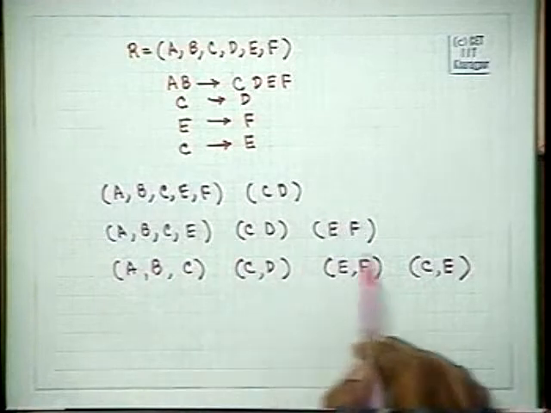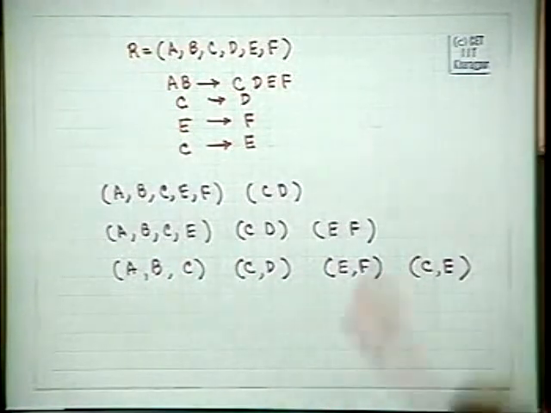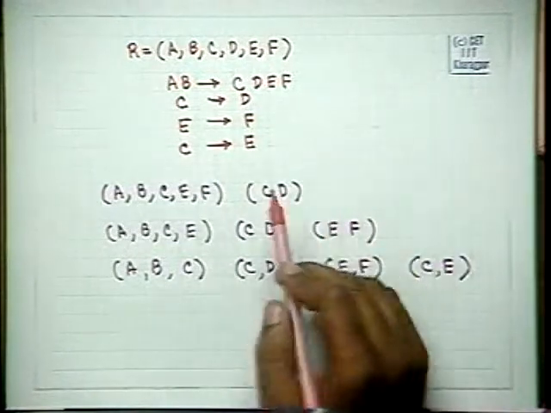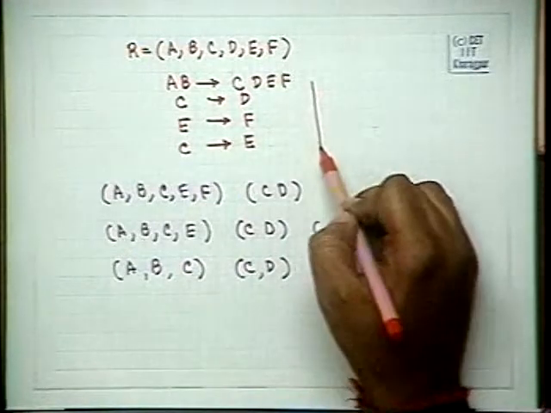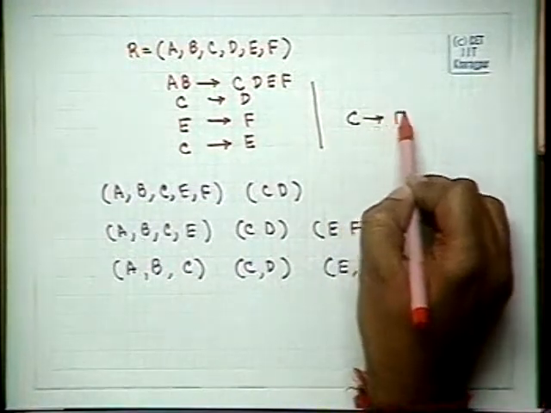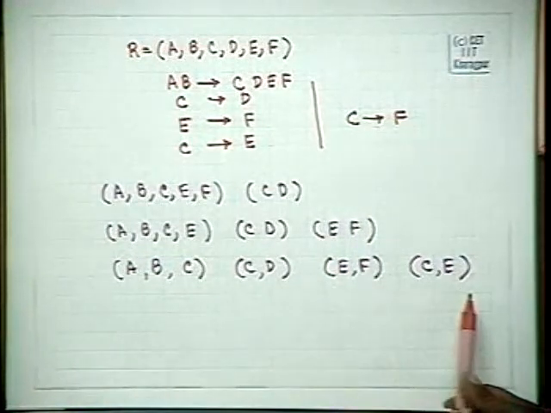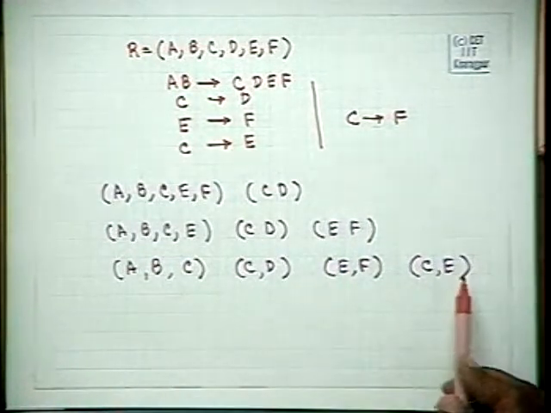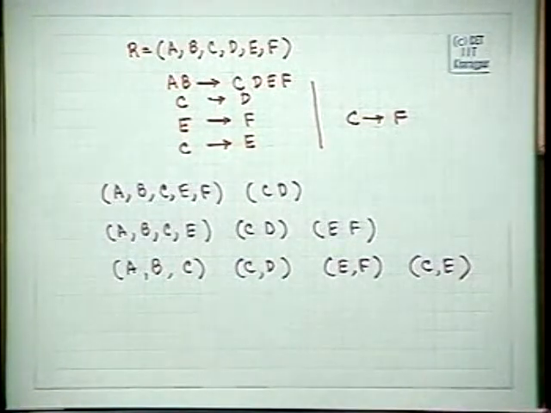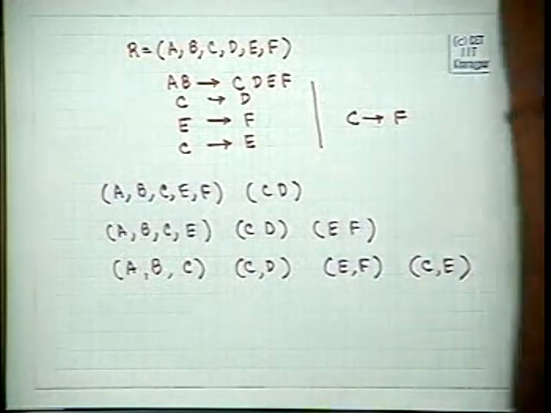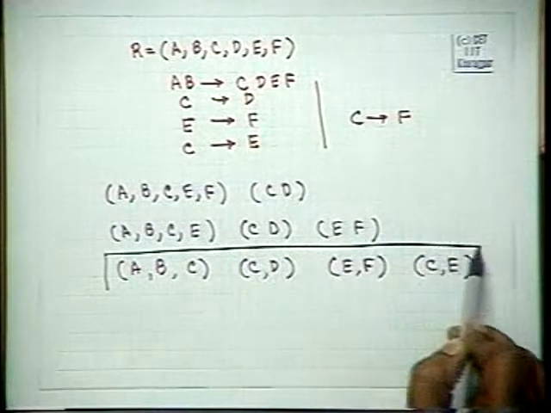And finally, on this one, I have to check it on F plus. Now in F plus, by transitivity, the other non-trivial dependency which holds is C to F. Now C to F will also have to be checked. It does not matter because it does not apply on any one of the individual relation schemes. Therefore, it is quite fine. Finally, my decomposition that I have got is this.